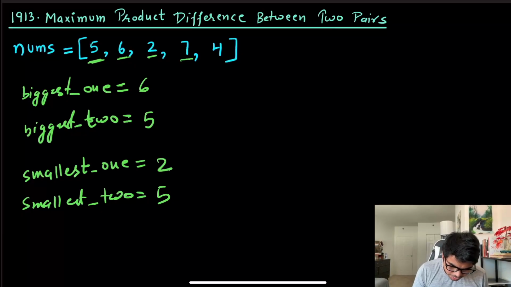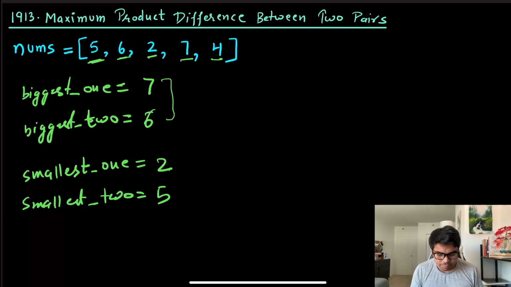Then same thing again, 7. I will assign 7 here, but that 6 will come down to the biggest 2, 6. Then 7 here. Well, both numbers are actually smaller than 7, so nothing will happen here. Then 4. Well, both numbers are greater than 4, so I don't have to do anything with these numbers.